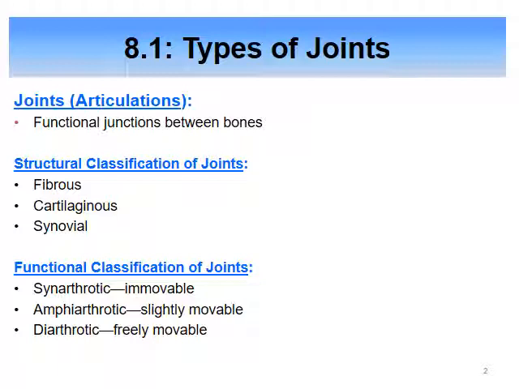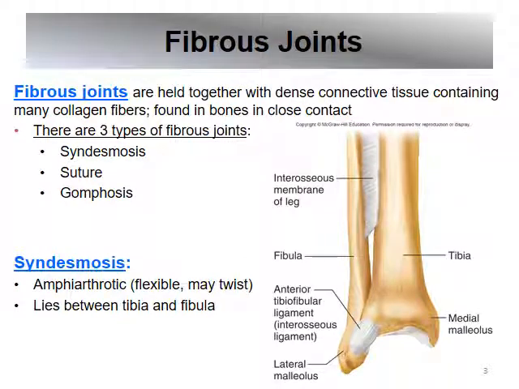Okay, and also we need to know here, I'm going to put a star, know these words. Synarthrotic joints, you cannot move them at all. We're going to go through what those are. Amphiarthrotic, you can move them a little bit. Diarthrotic are the freely movable ones. Okay, so we're going over the types of joints here.